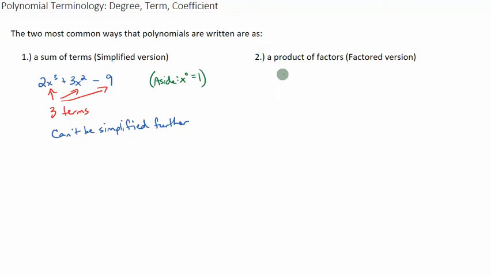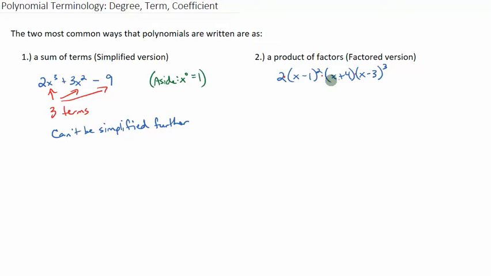So maybe something like 2 times the quantity x minus 1 squared times x plus 4 times x minus 3 cubed. This is also a polynomial. This is the factored version. If you were to simplify this, by the way, it's factored because it's multiplication. It's 2 times this factor times this factor times this factor. It's a bunch of stuff multiplied together, basically.